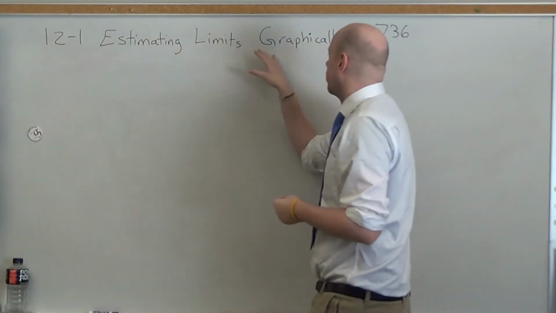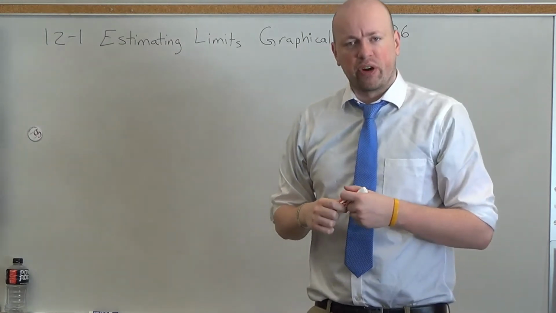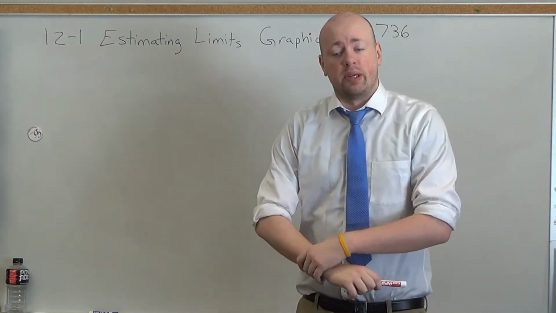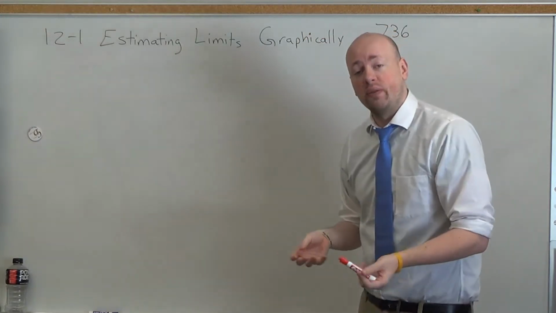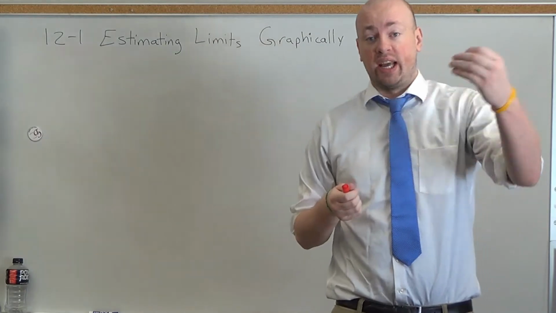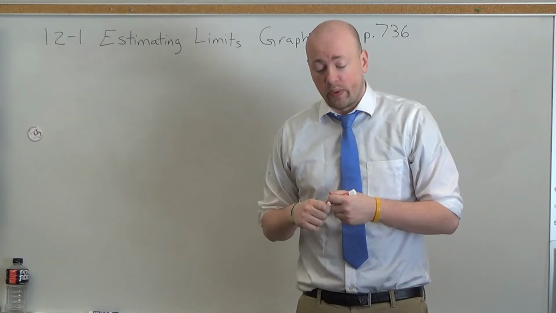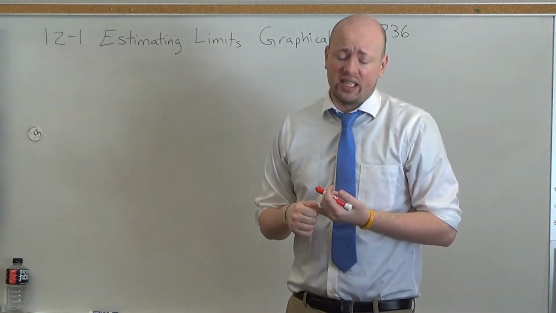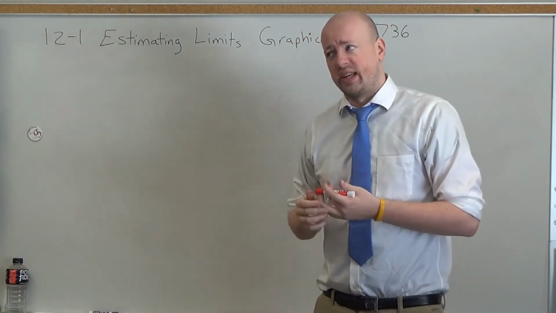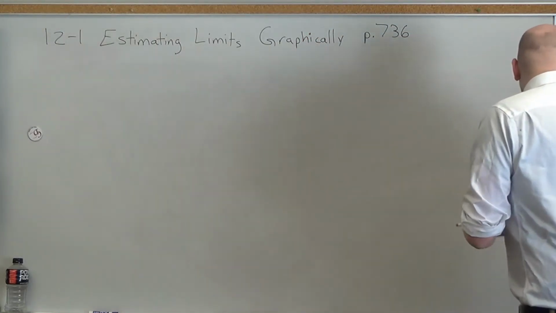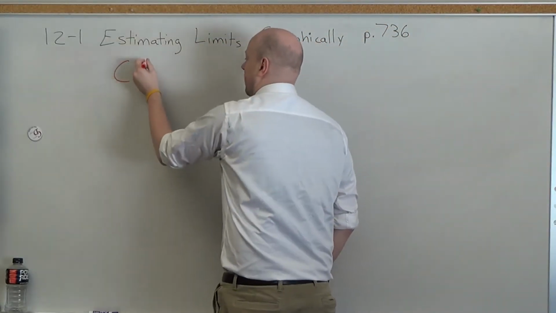Today we're going to start with 12-1, Estimating Limits Graphically, page 736. The reason I like to do chapter 12 first, before chapter 11, is because chapter 12 typically takes more time and is more of a heavy focus. Chapter 12 is actually calculus, or at least we get into calculus, so it helps you build into whatever college program you may go into. Chapter 11 is a lot of probability and statistics, which we've covered before, so your background is usually pretty solid.